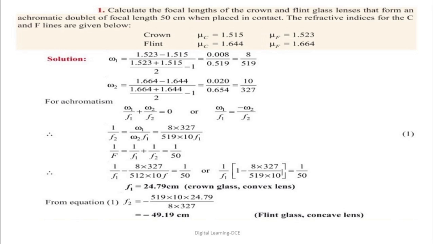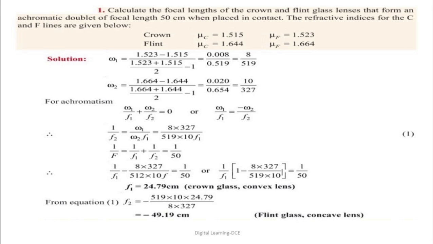1 by capital F is equal to 1 by f1 plus 1 by f2, which is equal to 1 by 50. Therefore, 1 by f1 minus (8 into 327) whole divided by (519 into 10 f1), which is equal to 1 by 50, or 1 by f1 into (1 minus 8 into 327 by 519 into 10), which is equal to 1 by 50.